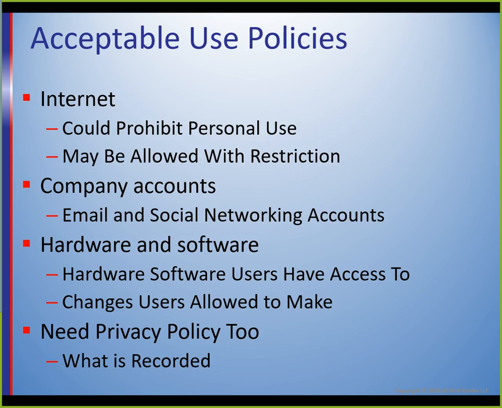The internet could prohibit personal use, and we have probably mentioned a lot of these things all along. It may be allowed with restrictions. Company accounts, email and social networking accounts: the social networking accounts are getting to be a bigger and bigger deal. The Facebook and Twitter accounts that people are using: somebody's appointed to do it, what's authorized, what's not authorized, who can speak for the company. Generally, you can't speak for the company, only this person can, so don't do it, because that's one of the acceptable use policies, the things that we're not allowed to do.